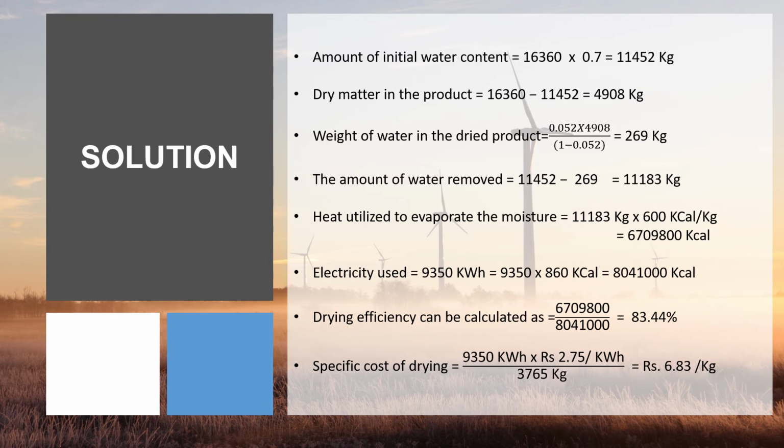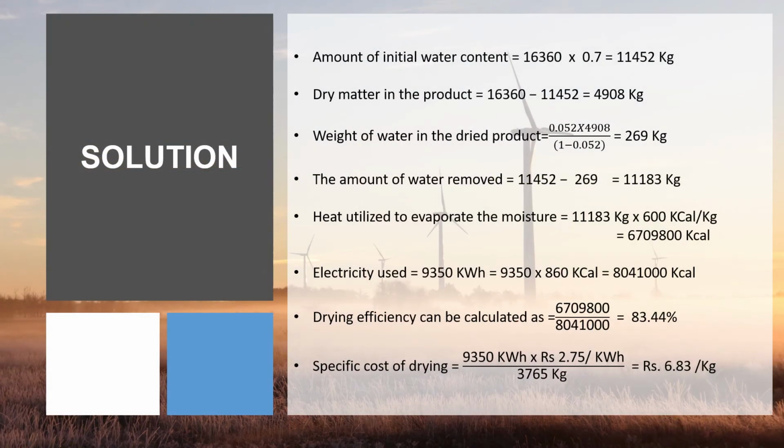First we calculate amount of water present. It is calculated as initial product into 0.7. It will be 11452 kg. Then we calculate the amount of dry matter. It is equal to the initial weight of the product minus the weight of the moisture. Initial weight of the product is here 16360 minus weight of the water is 11452. Then the result is 4908 kg is the dry matter.